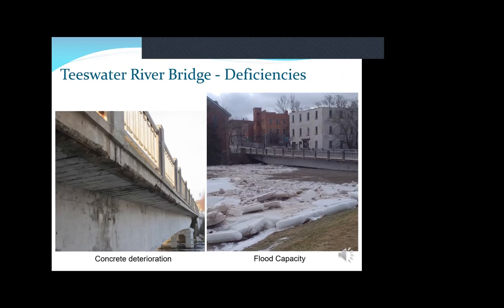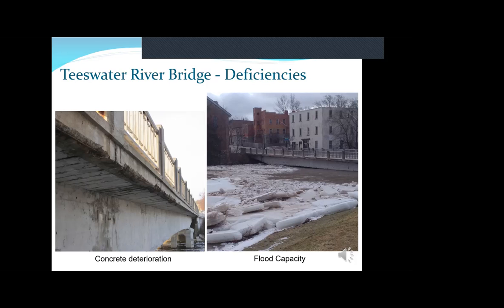These photos illustrate some of the concerns with the current structure. The photo on the left shows deterioration of the concrete on the underside of the sidewalk. It's still safe to use for now, but we need to keep an eye on it with annual inspections, and eventually the sidewalk would need to be closed when the deterioration gets too bad.